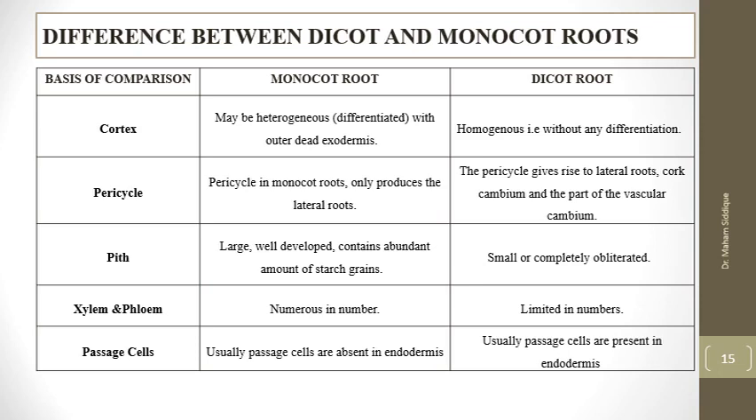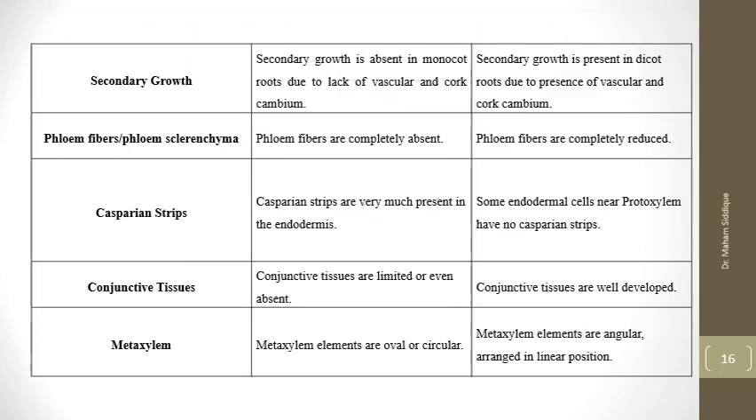Next is xylem and phloem. Xylem and phloem are numerous in monocot roots, while in dicot roots, xylem and phloem are limited in number. Next is passage cells. Usually, passage cells are absent in the endodermis of monocot roots, while passage cells are present in the endodermis of dicot roots. Next is secondary growth.